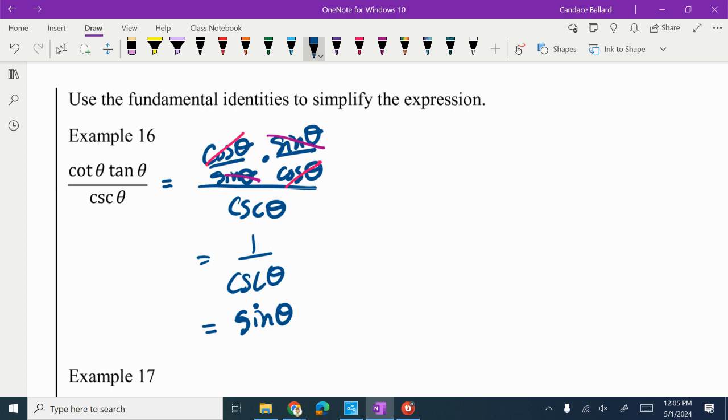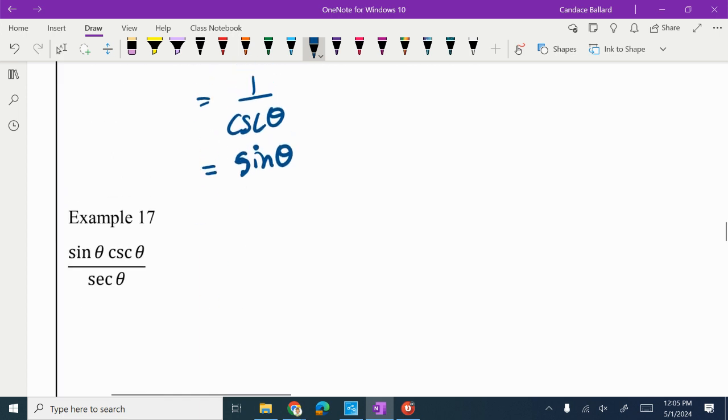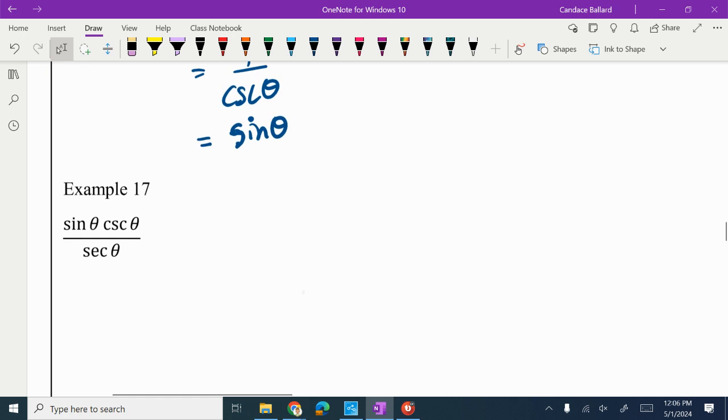All right, I want you to look at number 17. Similar kind of thing, not exactly the same. I want you to see if you can do 17. Use some reciprocal identities. Everybody try it.